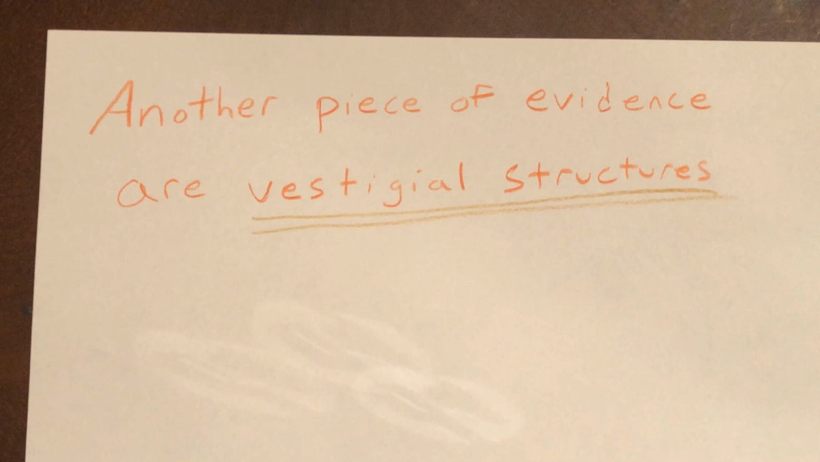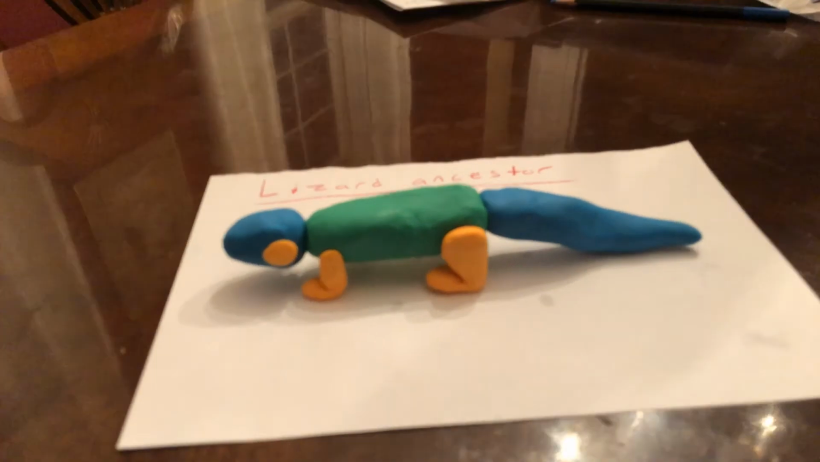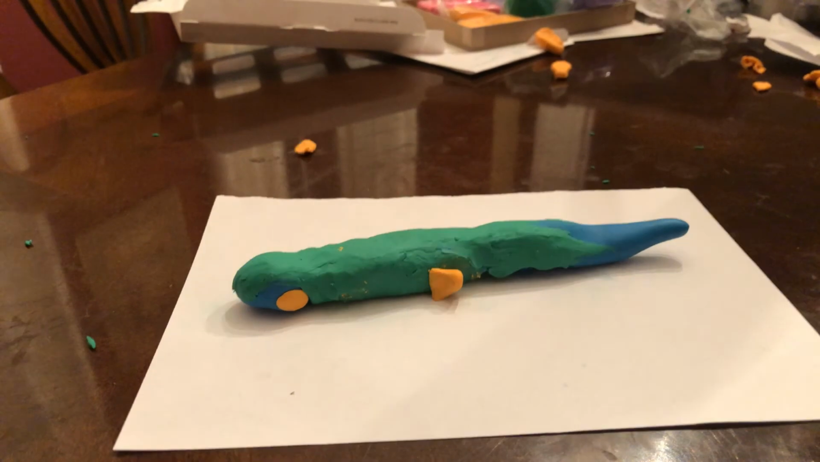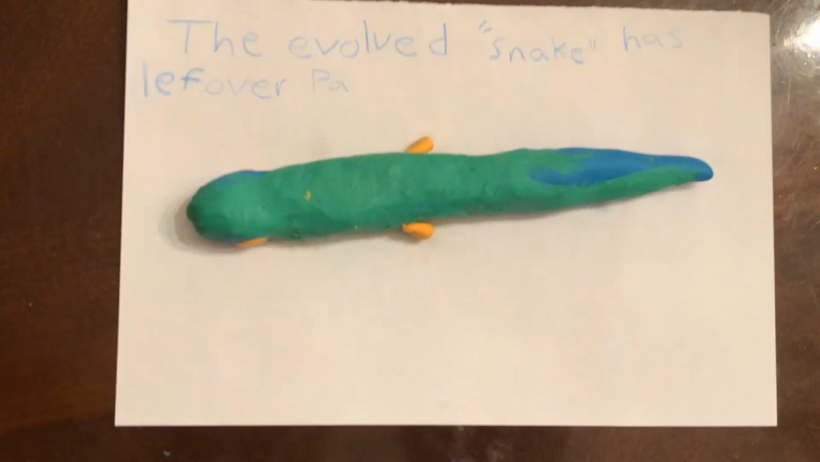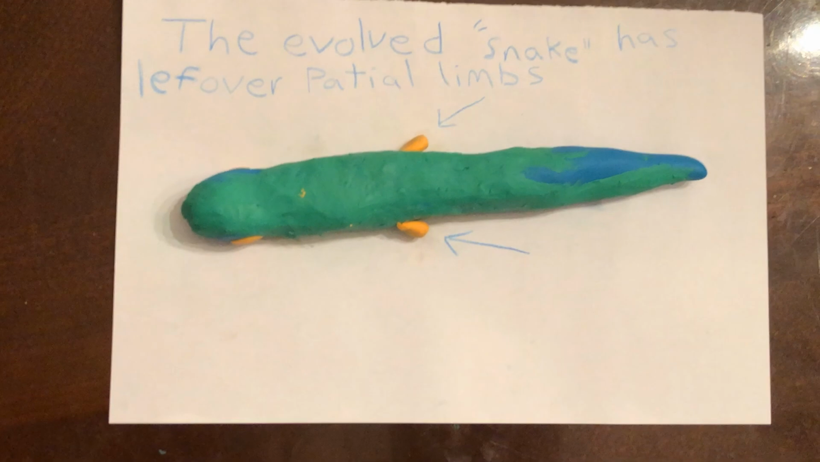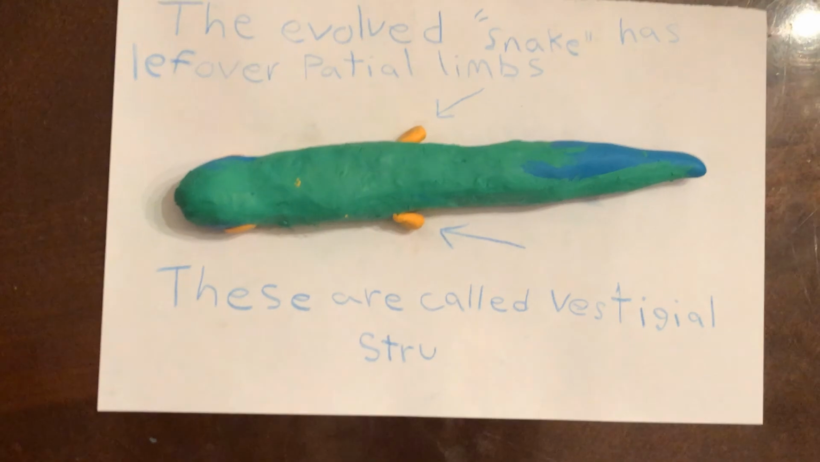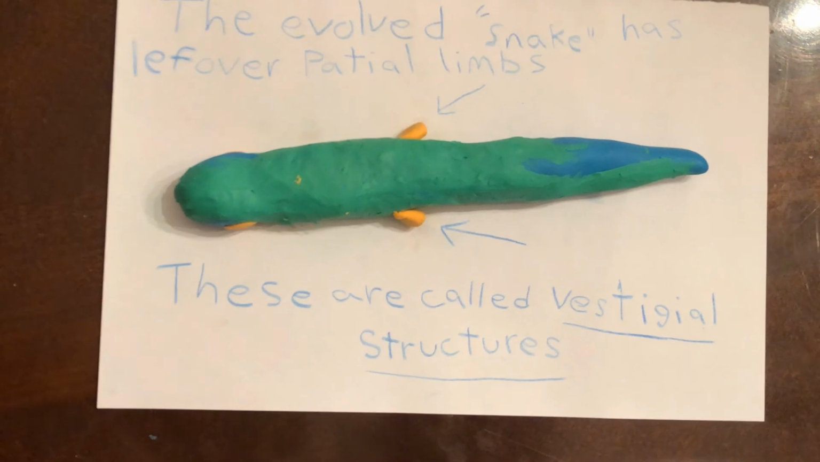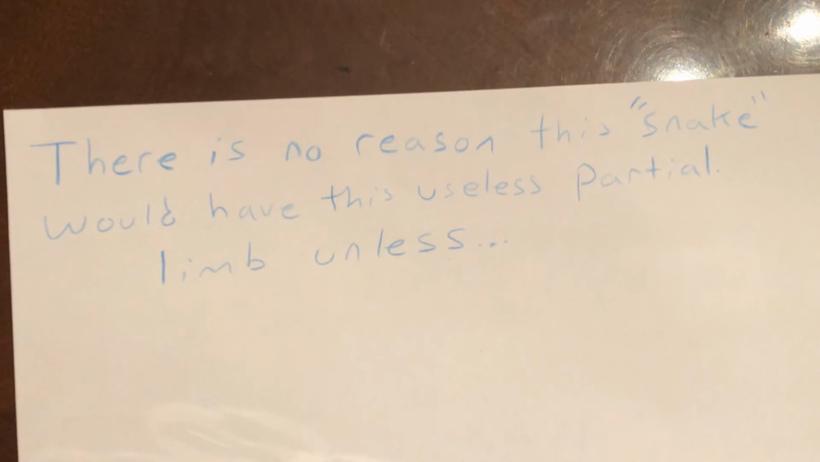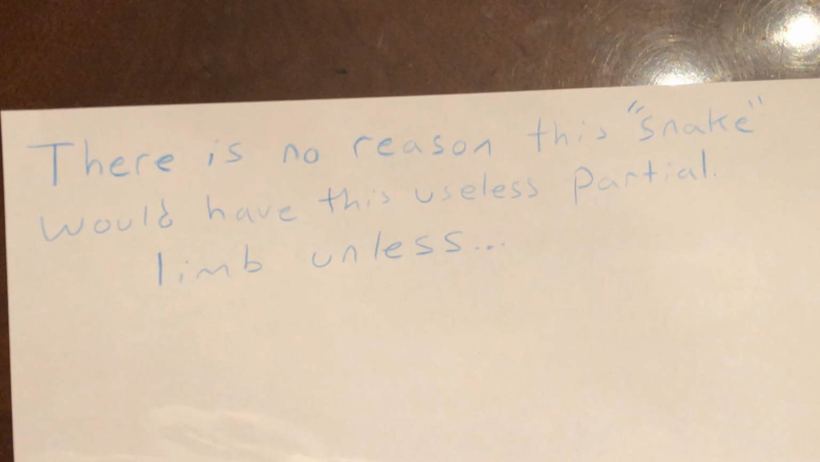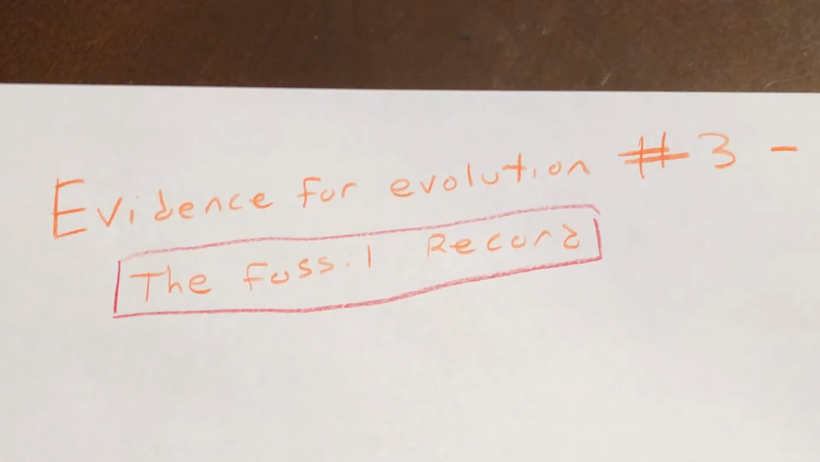Another piece of evidence is vestigial structures. So here we've got our lizard ancestor, and it evolves into this snake. The evolved snake has leftover partial limbs, and these are called vestigial structures. There's no reason this snake would have these useless partial limbs unless an ancestor had a use for them.